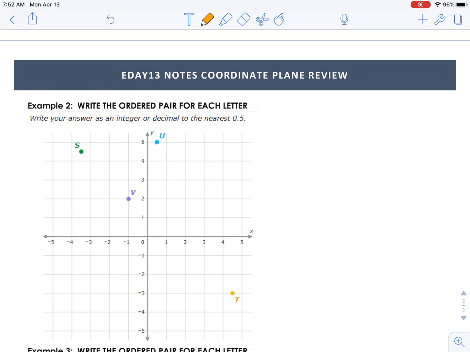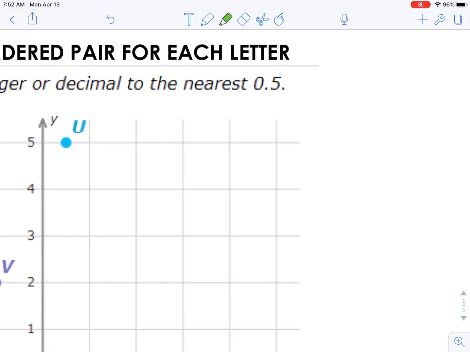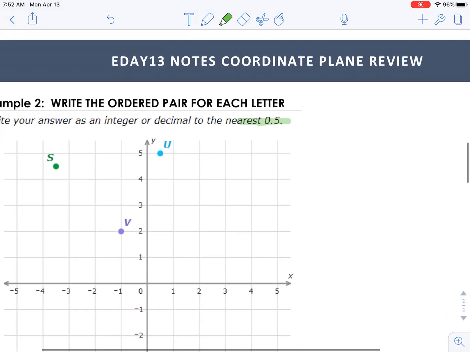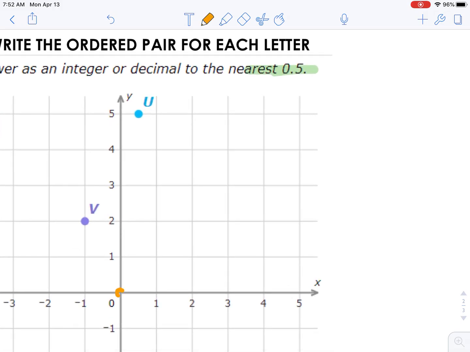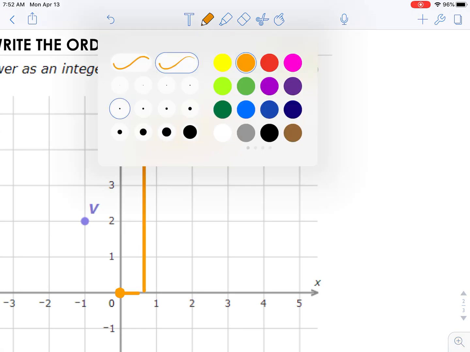Next one. I'm not going to do all the letters again. Oh, no, this one I do. They want you to go to the nearest 0.5, so let's practice them. They had a couple that were tricky. So this u, remember we start at 0, 0, and we only went about halfway. If we only went halfway, they want us to do everything by 0.5 or 1/2. So we went 0.5, and then how much did we go up? We went up 5. So it's 0.5, 5.